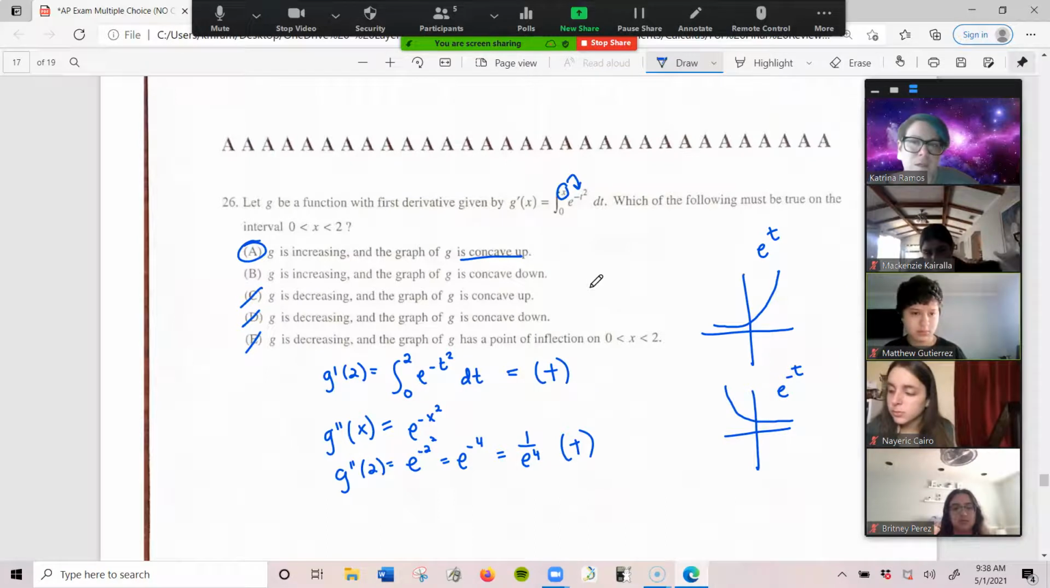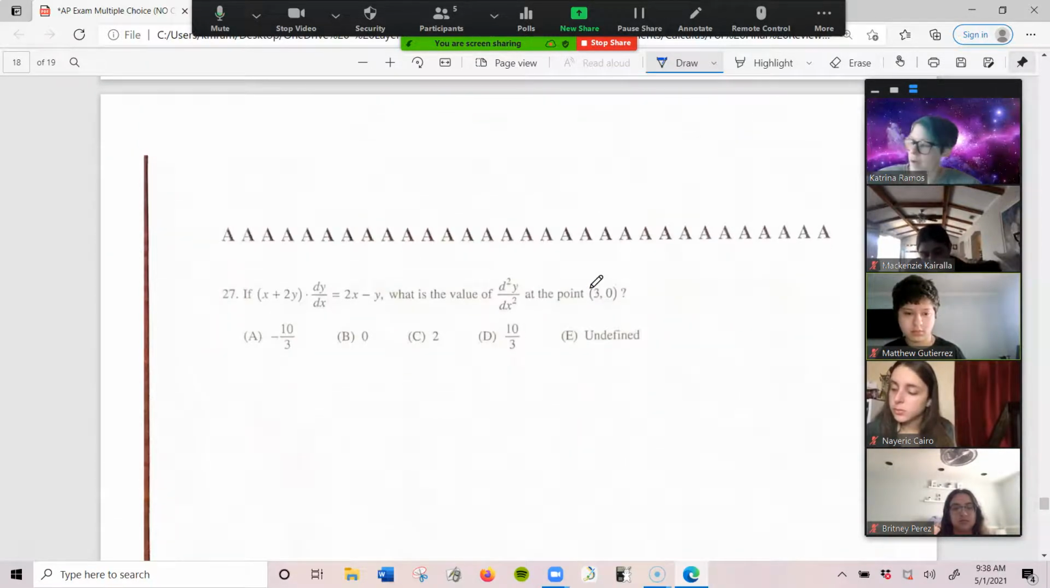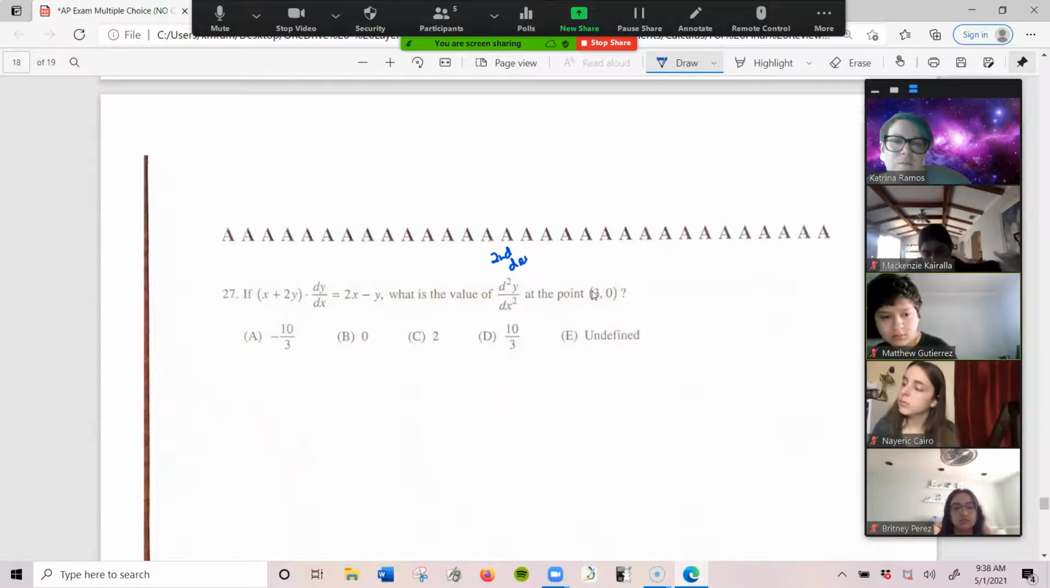All right. Let's move on to 27. We're almost done with this part of the test. If x plus 2y times dy dx is equal to 2x minus y, what is the value of, now that notation, remember that this is the second derivative, at the point 3, 0.